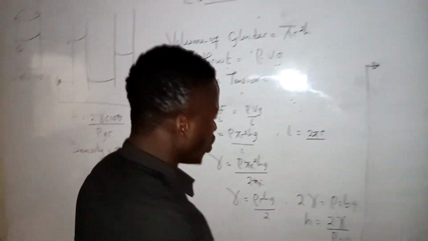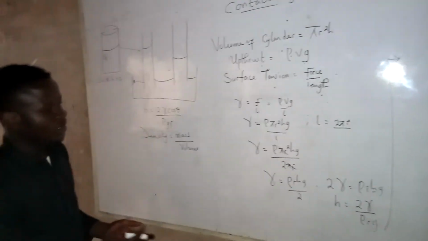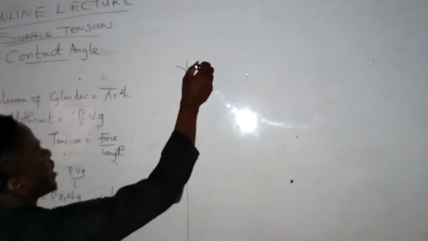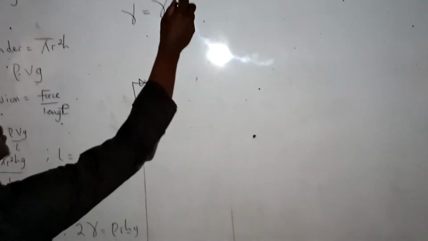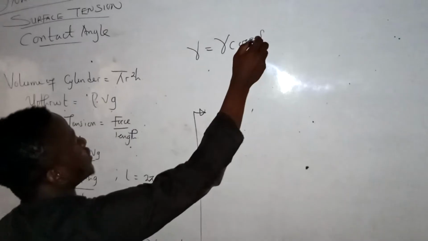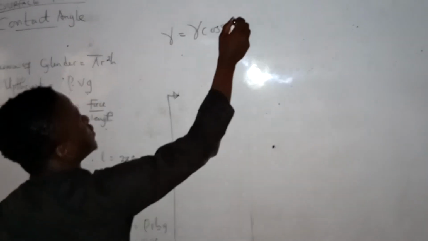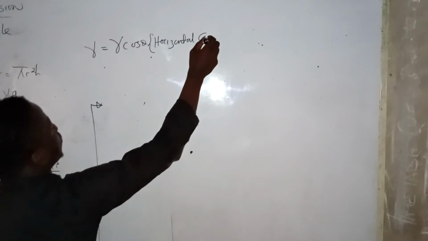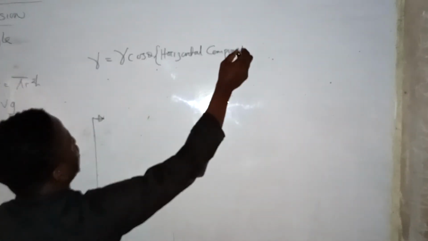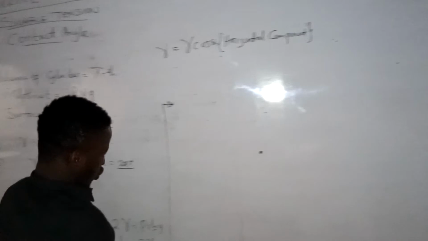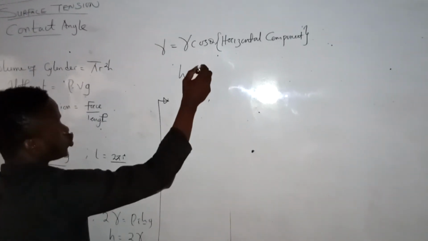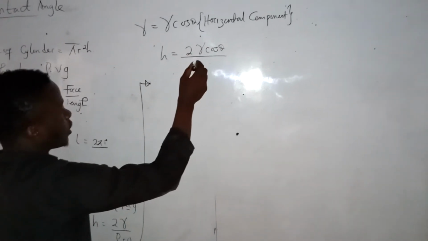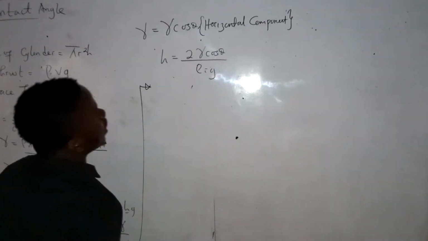From this angle, we can as well equate it with our formula, saying that our r omega is equal to rho cos theta. This is the horizontal component. Horizontal component. So we have h equal to 2 gamma cos theta all over rho g.